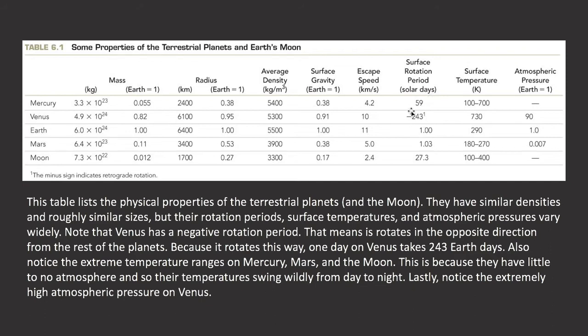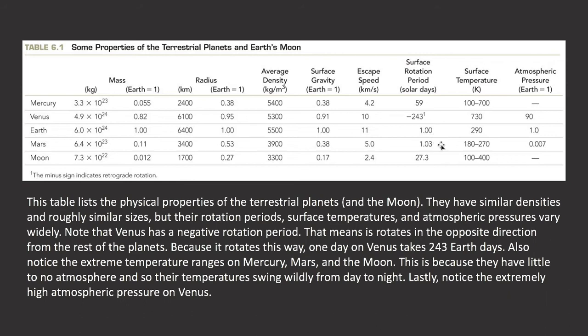On Venus, it's even stranger. It's negative 243. Now, the negative just means that it's rotating in the opposite direction, so it has a retrograde rotation. All the other planets rotate in the same way. So viewing from the northern biased perspective, they rotate counterclockwise. Venus rotates clockwise. And so because of that and its orbital period, it only goes through a day-night cycle once every 243 of our days.